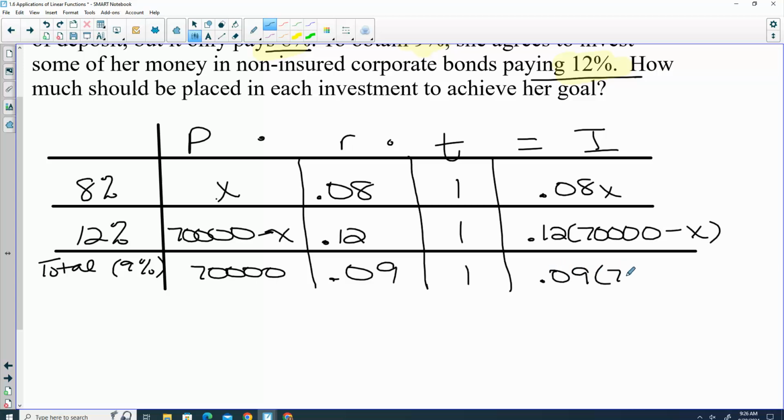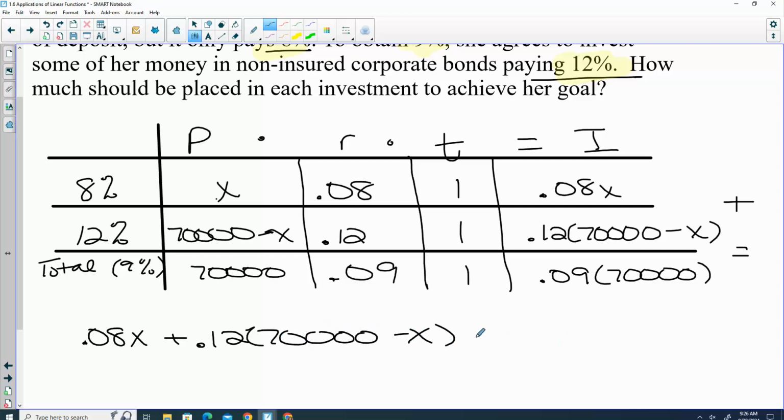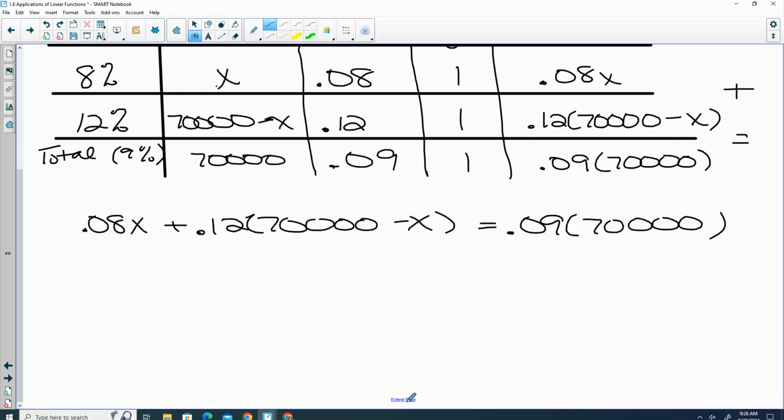Then 0.09 times 70,000. This is the amount of interest I get for my first one. That's the amount for my second one and my total. So you add the first two to equal your total. 0.12 times 70,000 would be 8,400.